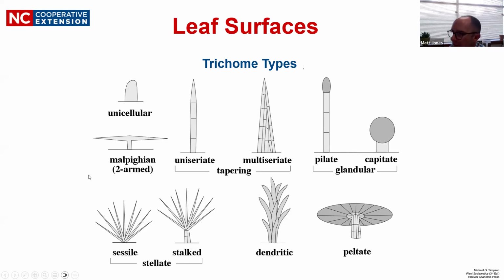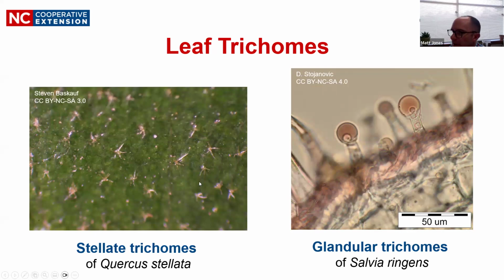So some examples that are kind of local and interesting might be the stellate trichomes of Quercus stellata. This is post oak. If you look on the underside, mainly the underside, but also some of the top of post oak, you have these hairs that have this star shape, and that's where it gets its specific epithet that names the species.